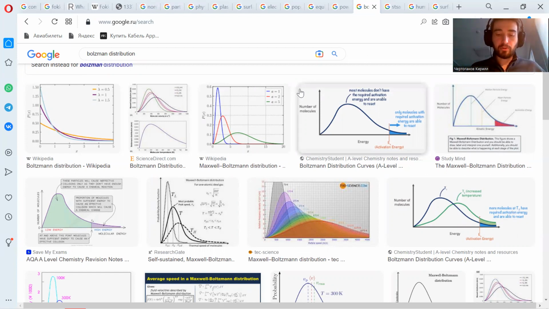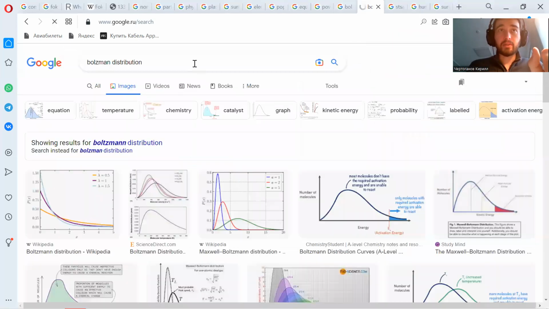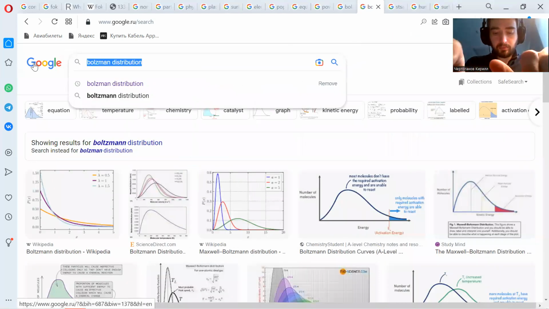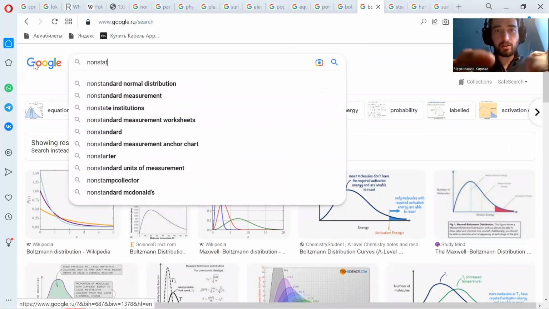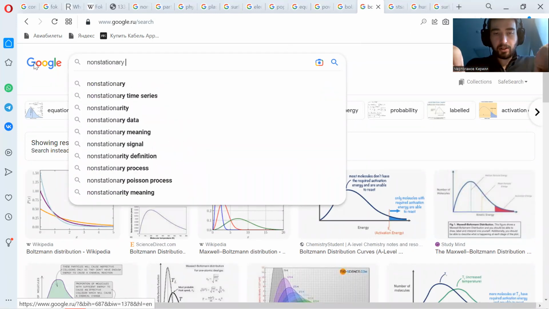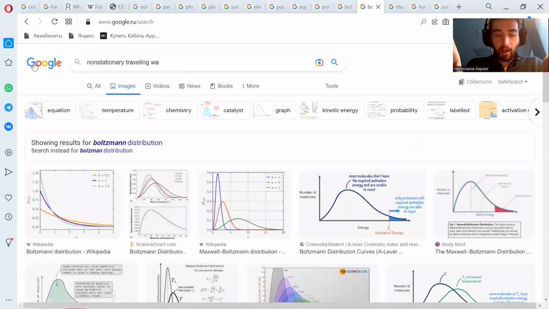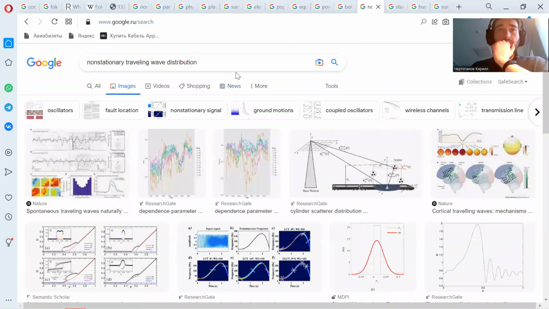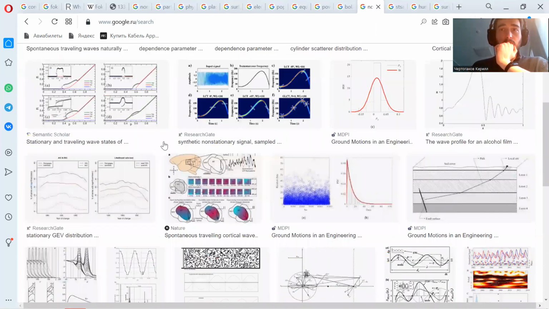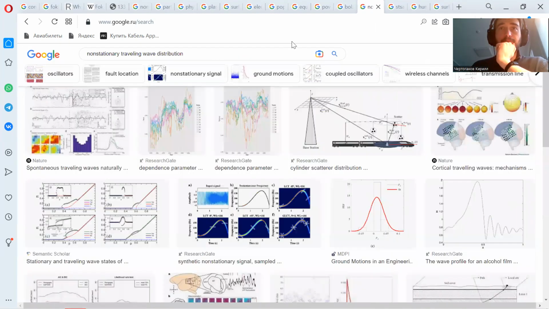Also the emergence of non-stationary traveling wave distributions, and maybe it's quite specific. However, let's see an example. Non-stationary traveling wave distribution. Ah, looks like. Okay, maybe next time.